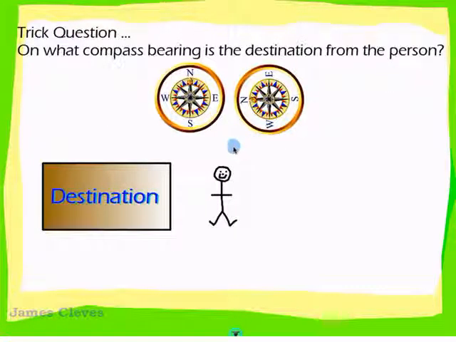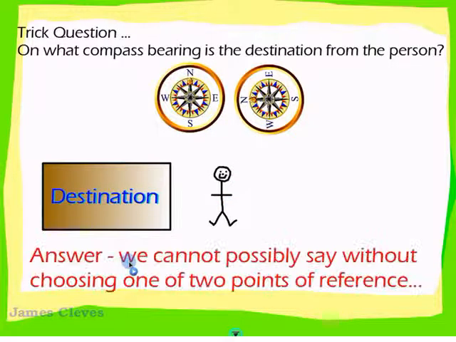Say we've got two different points of reference here. We've got one compass this way round and another compass this way around. We've got a person here and a destination. Which compass bearing is the destination from the person? We can't possibly say without choosing one of the two compasses to be the one that we believe in, because they can't both be right.